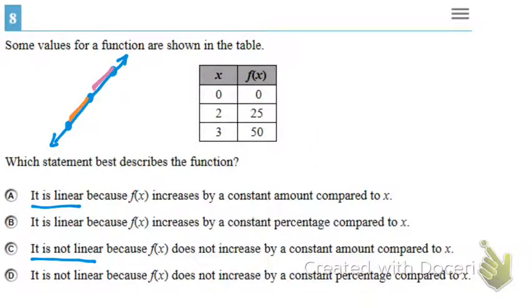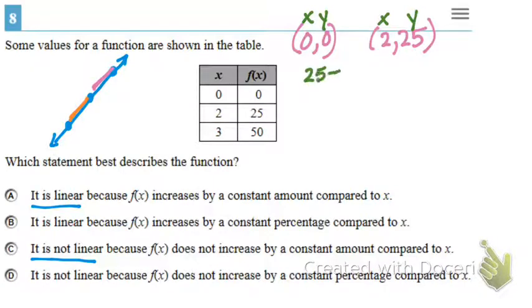So let's look at the slope between the first 2 points here. So I'm going to write that down, 0, 0 and 2, 25. So remember, the first number is your x, the second is your y. And slope is the change in y's, how much you're rising. So it's 25 minus 0 divided by the change in your x's. So that's 25 over 2, which when I divide that, I get 12.5. So the slope between our first 2 points is 12.5.